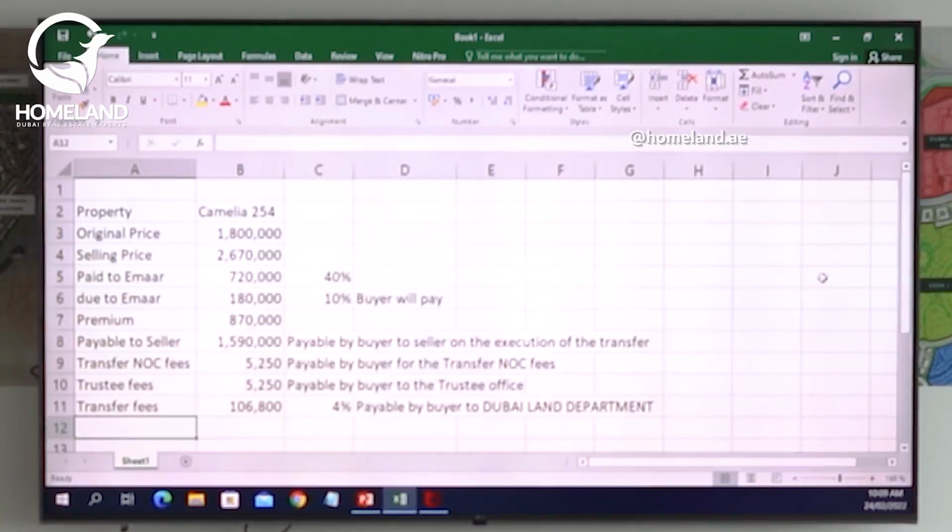Then on top of transfer fees, there are some title deed fees, which are, let's say for example, 580. Again, payable by the buyer to Dubai Land Department.